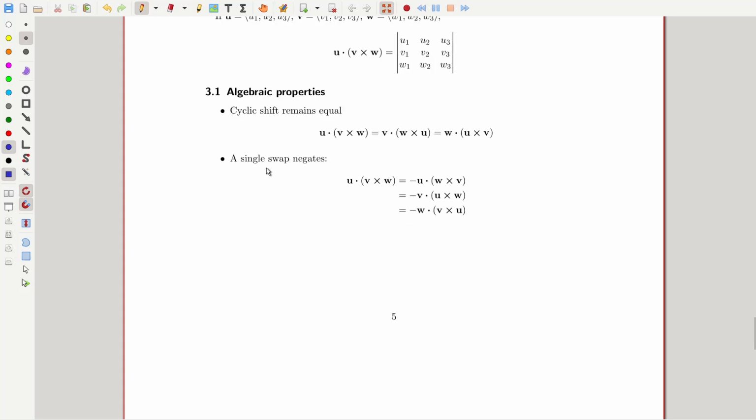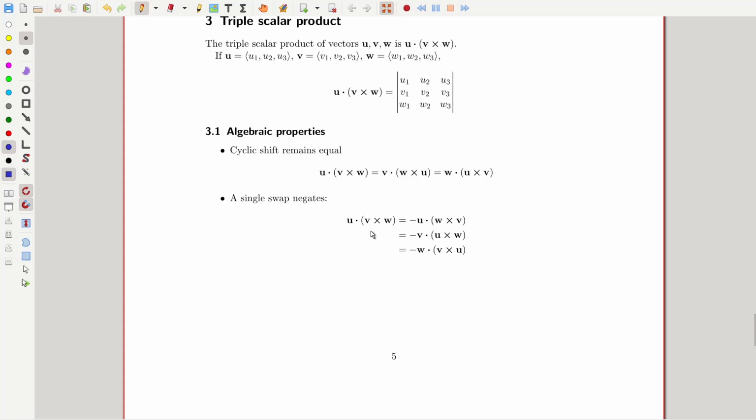And well, a single swap. If you swap any two letters, you end up introducing a negative. Now that's easy to see if you swap the two arguments that are a part of the cross product, because as I've stated, the cross product flips. If you swap the arguments in the cross product, that introduces a negative, right? And then that negative you can then factor out of the dot product, because you can factor scalars out of the dot product.